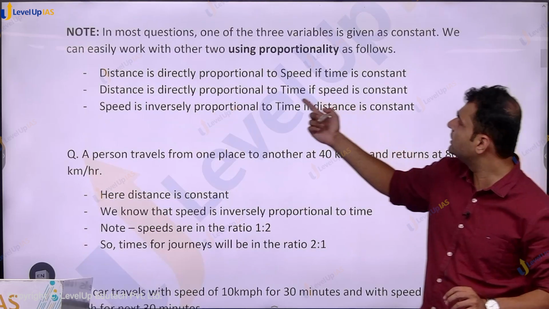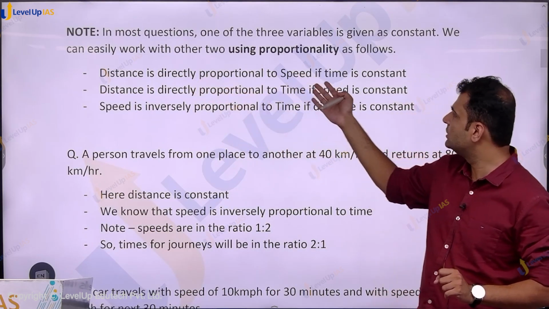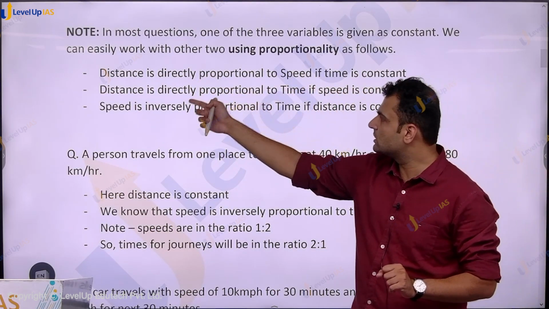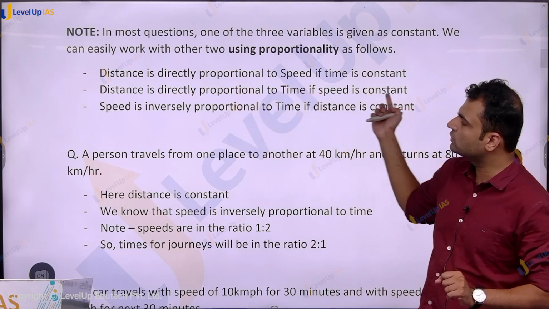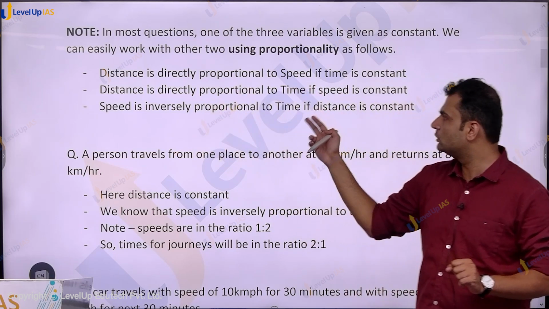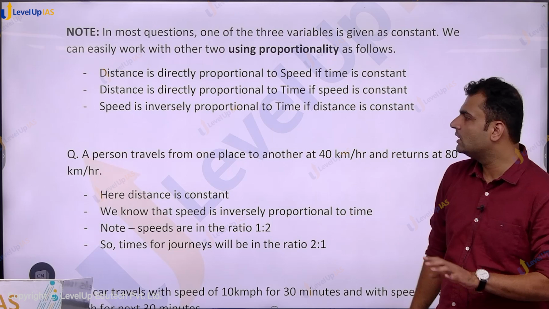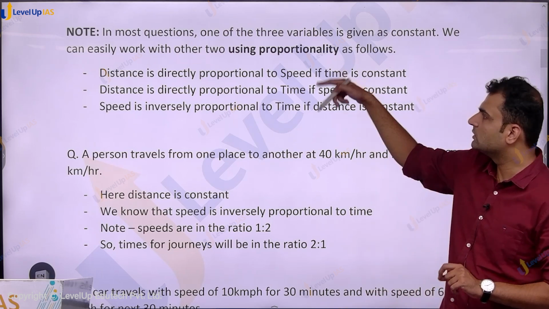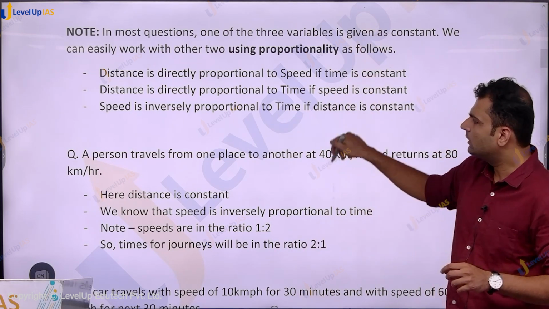That is what I have written here. Distance is directly proportional to speed if time is constant. Distance is directly proportional to time if speed is constant. Speed is inversely proportional to time if distance is constant. These are proportionalities that we can surmise from the definition. And how to use it?